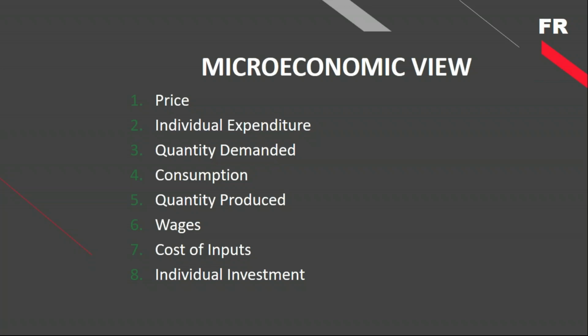And number seven, the cost of inputs. Will they still be able to get raw materials at a relatively decent price? If not, what's going to be the impact on the quantity produced by the producers?